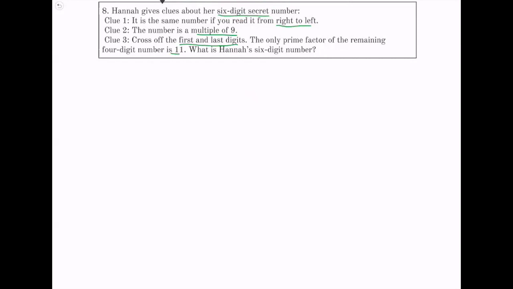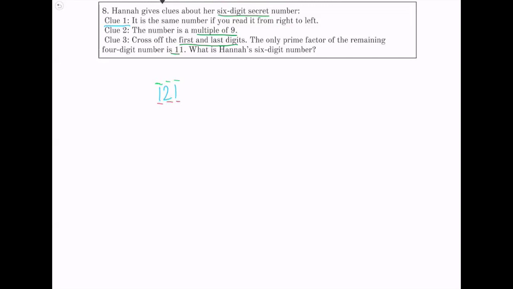So the main condition here is clue 1. It's the same when you read it right to left. And this number is actually called a palindrome. An example is, let's say you have 121. If you read it from left to right, it's 121. If you read it from right to left, it's also 1 2 1.